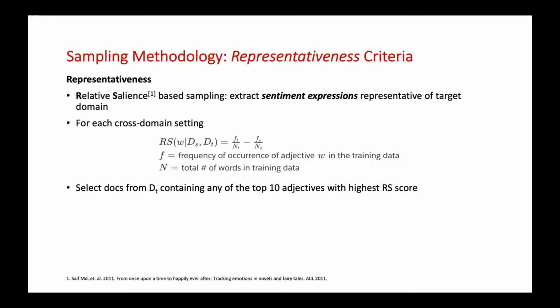The way we use it in this setting is we start with a simplifying assumption that sentiment expressions are majorly expressed through adjectives. So we extract the adjectives first using a parts of speech tagger. Then for each cross-domain setting that we experiment with, we compute the relative salience of every adjective. We then select documents containing any of the top 10 adjectives with the highest relative salience score.